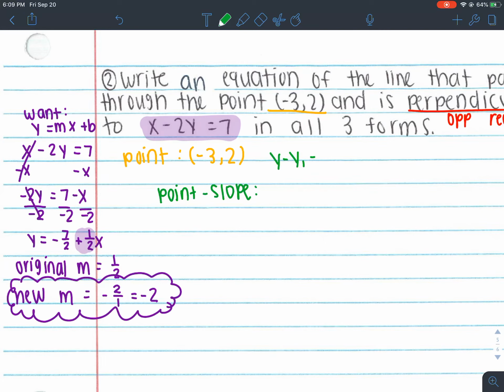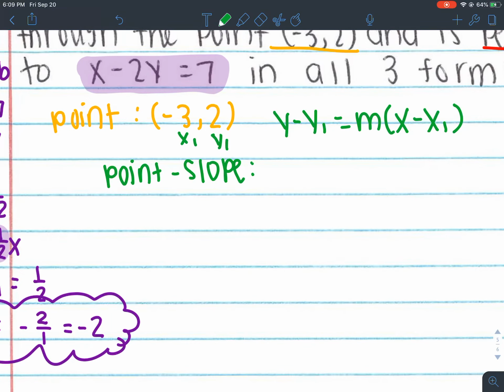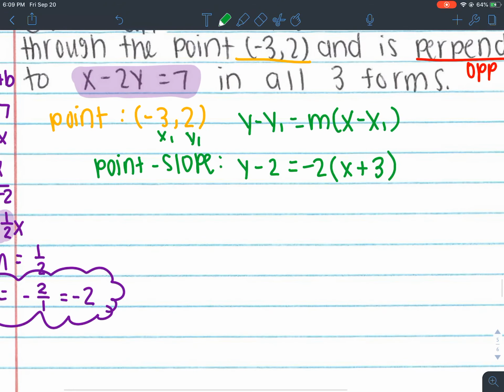Remember, point slope is y minus y1 equals m times x minus x1. And so our x1 is going to be negative 3, and our y1 is going to be positive 2. But when I plug it into point slope form, remember my signs are flipped. So I'm going to have y minus 2, because it's my y value, equals m. Remember, use your new slope. It is perpendicular. We underlined it in red. You're going to use the new slope of negative 2, and then you're going to have x plus 3. Okay, so that's in point slope form.